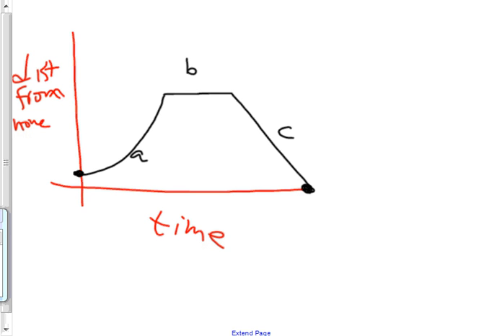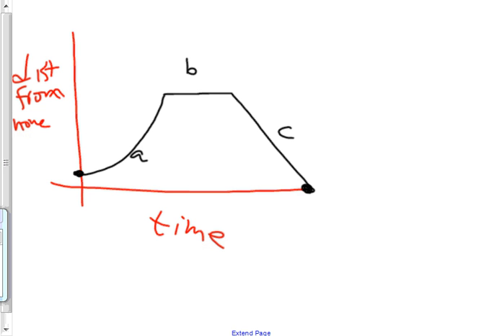Okay, today we're doing a review of basic functions. So on this graph, I asked you to consider what was happening in each part. In part A, did you say that the distance from home was increasing at an increasing rate? Raise your hand if you had that right. Good. Next, part B is constant.